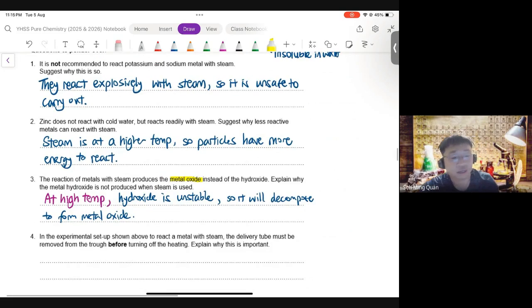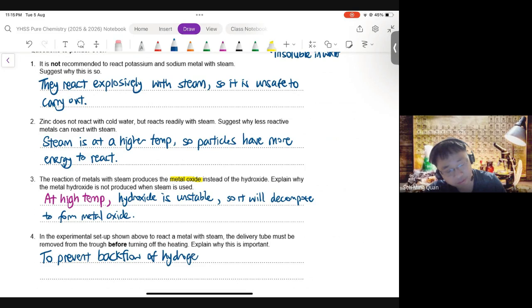Why? If I don't remove the delivery tube, the hydrogen gas could flow backwards because it delivers hydrogen. It could deliver hydrogen into the water. It could also deliver hydrogen backwards. Hydrogen is really light, really low density. It can just float backwards. All right. So it is important to remove the delivery tube because it prevents backflow of hydrogen gas into the tube.